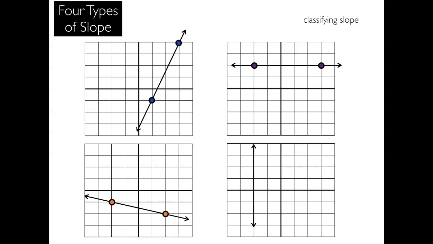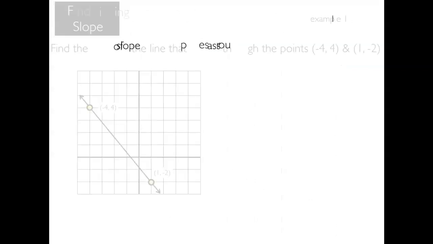These lines don't have a slope, so their slope is 0. In this case, to form a horizontal line, you've got y equals some number, and that's it. That's your equation. And for a vertical line, it would be x equals some number, and that's your equation.